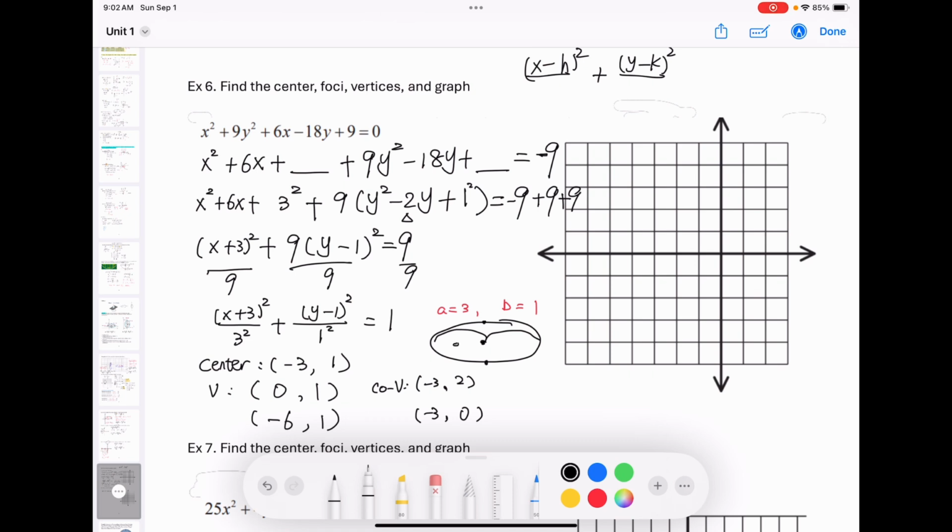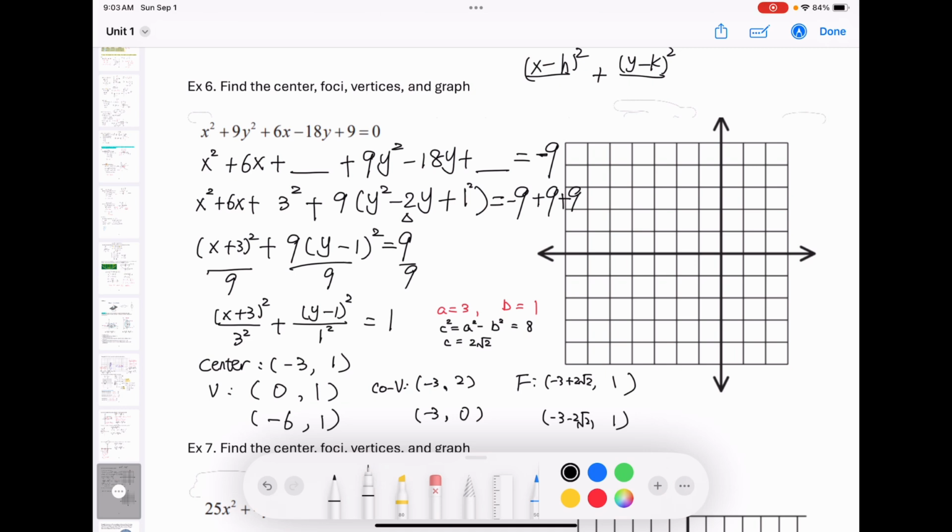And now we are looking for the foci. To find the foci, we need to find the c value. Let's erase this one. c squared is equal to a squared minus b squared, is equal to 9 minus 1 is 8. So c is equal to 2 square root of 2. So we can put the foci here. Foci has the same y value as my center. We can copy the y value. It is something comma 1, and based on the center, we move to the left and right by 2 square root of 2. So negative 3 plus 2 root 2 and negative 3 minus 2 square root of 2.